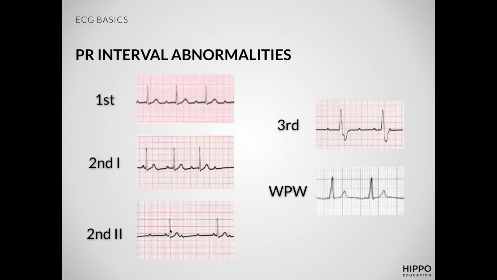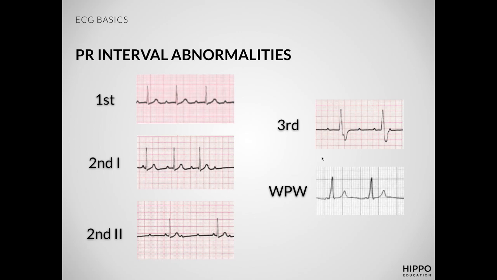And then when you have intermittent dropping of QRS complexes, you see this P wave, but there's no QRS. P wave followed by QRS. P wave, P wave, P wave, but the QRS is not present after every P wave. That is a second degree AV block type 2.